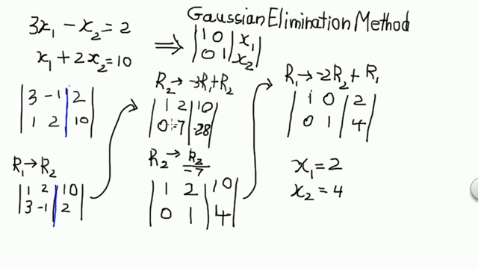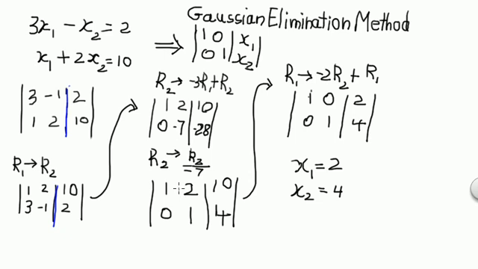Next, I want to convert this -7 into 1. So one way I can do that is by taking row 2 and dividing it by -7. And that's what I've done in this step here. I take row 2, divide by -7, and this becomes 1, and this element becomes 4.